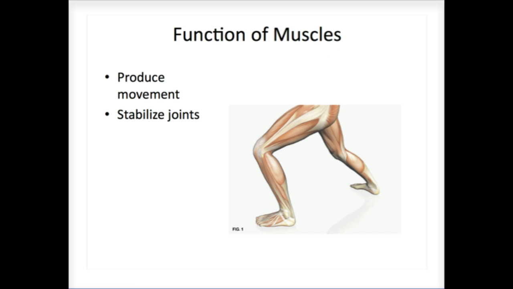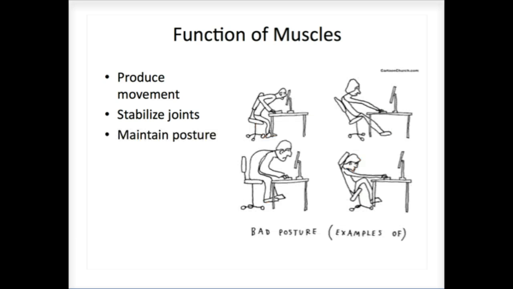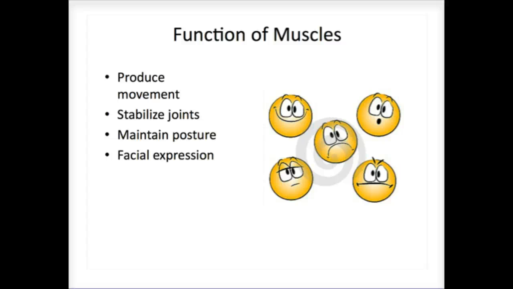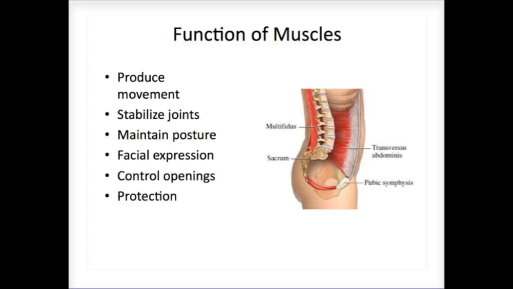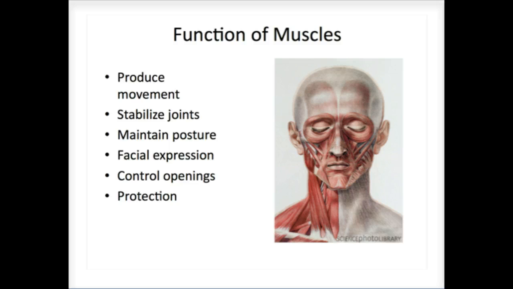As mentioned, we see stabilization of joints. We also see adjustments or maintaining posture. Your ability to hold yourself in a particular position when you bend over, when you sit straight, all of that is related to the function of the muscles. Facial expression is actually very important, and controlling openings and protection. Some of our muscles, that's what they do. So the whole existence of our abdominal wall here is protection. It's to help maintain the viscera and keep the viscera in a single location. To protect various openings. We don't want everything to have access to all the openings in our body.